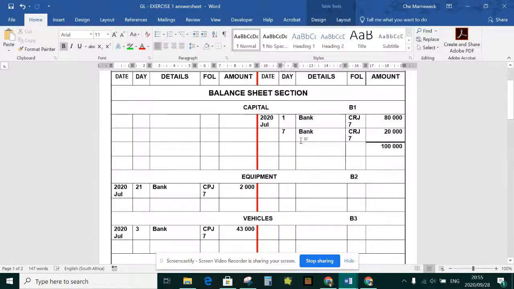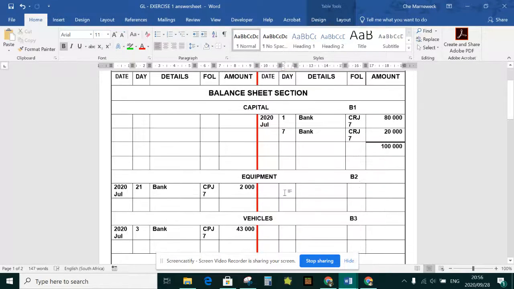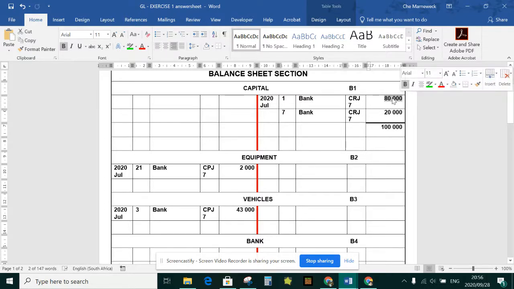So you'll notice we either post information on the left-hand side or the right-hand side. The left-hand side is the debit side. The right-hand side is the credit side. Every other account, capital, equipment, all of their partner accounts is bank, and we fill in bank as the partner account. In the double entry principle, if I credit this amount in capital, I would need to debit that amount in bank.